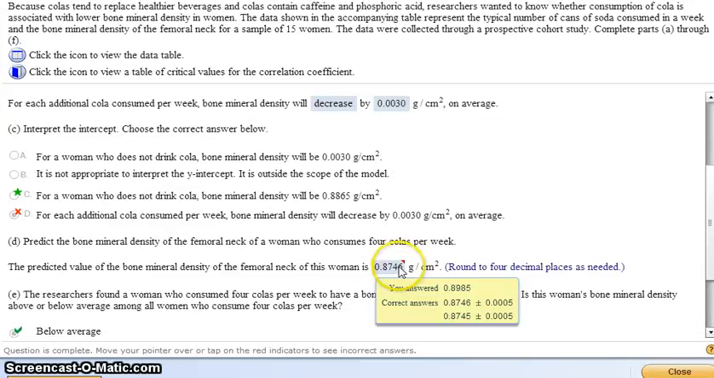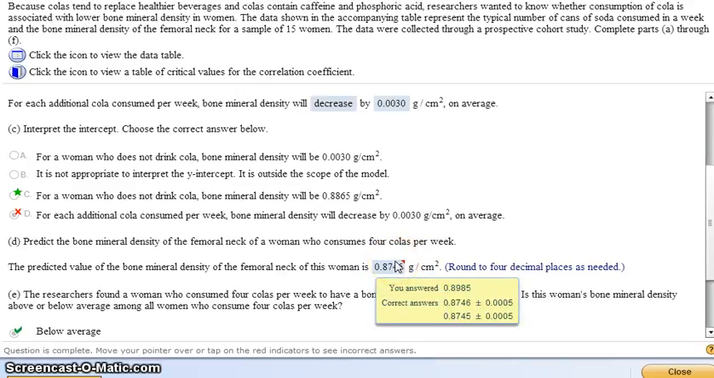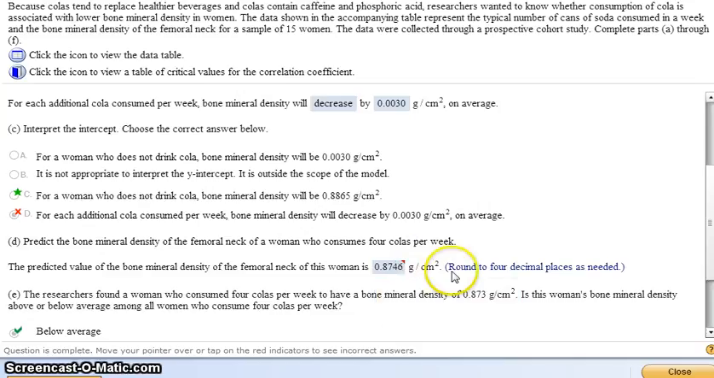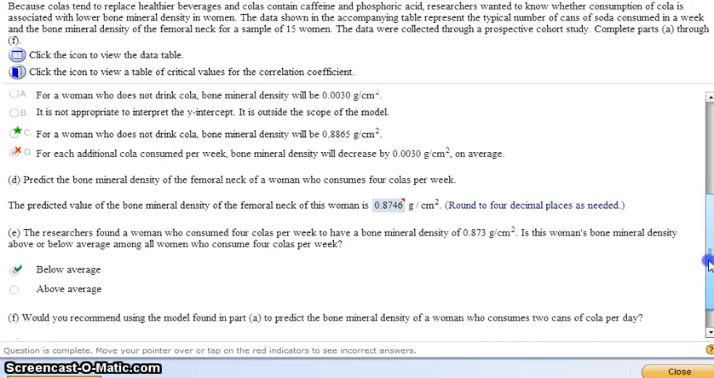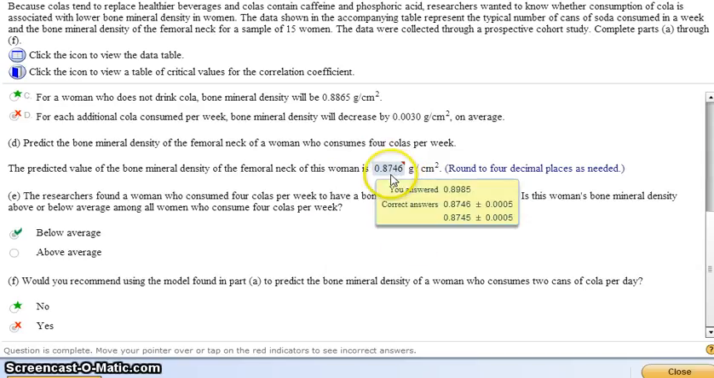It will accept any answer close to 0.8745, plus or minus a little bit, because some calculators will round differently. That's D. And then E says the researchers found a woman who consumes 4 colas has 0.873 bone density, and that's below what we predicted here. So you got that right. It's below average, because our prediction is 0.8745.